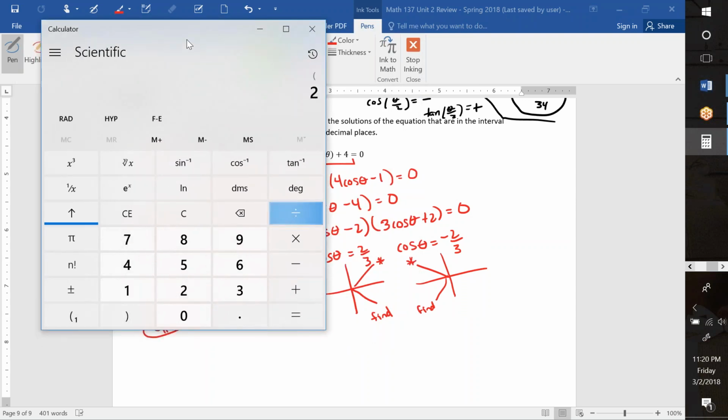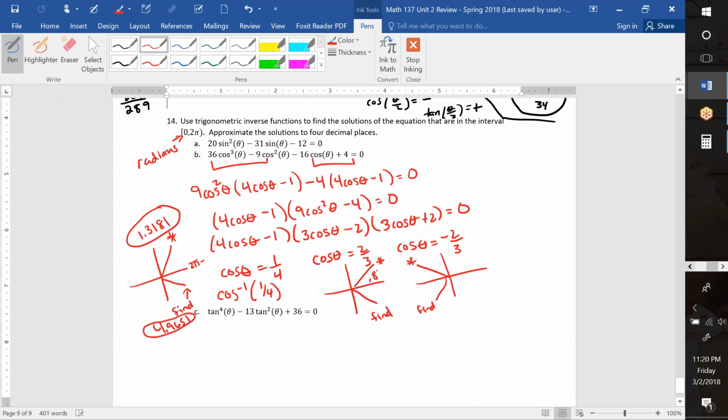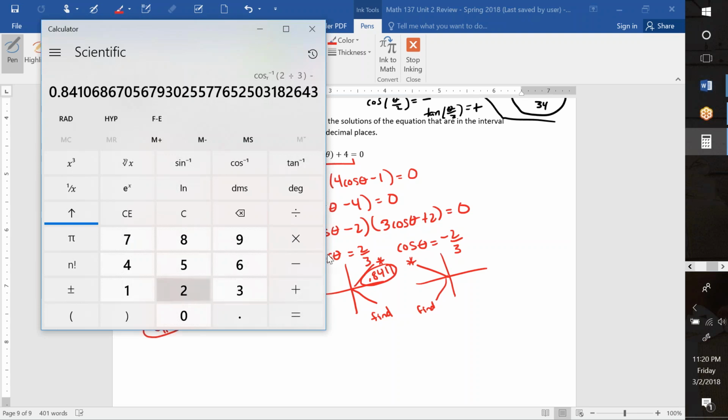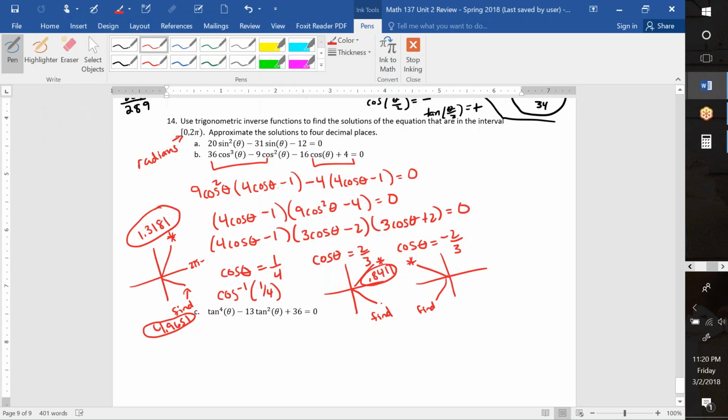But let's do 2 divided by 3 cosine inverse. That's 0.8411. So this one's 0.8411. And then again, quad 4 would just be 2 pi minus that, so minus 2 times pi. So that's going to be positive if we've done it the right way, so 5.4421.